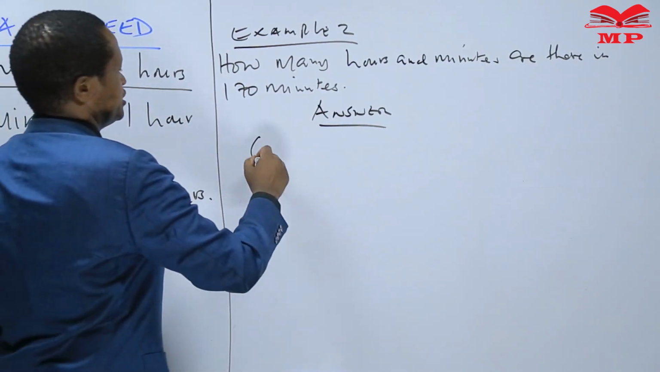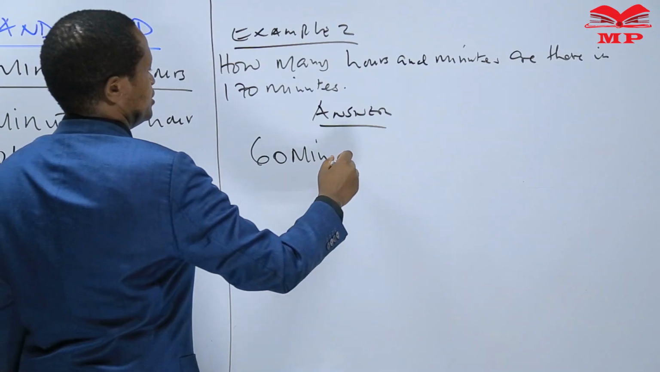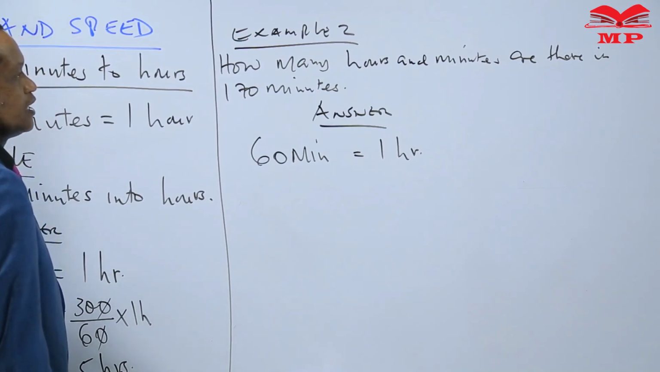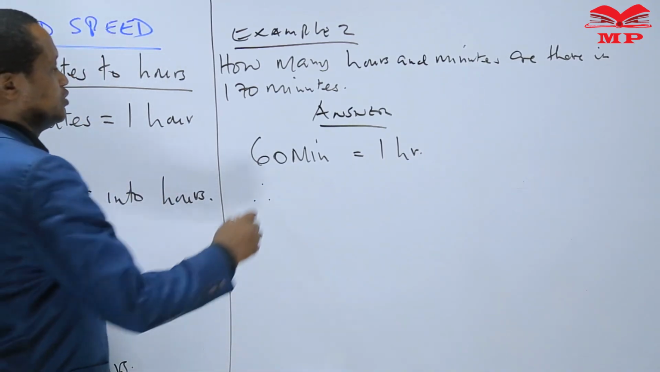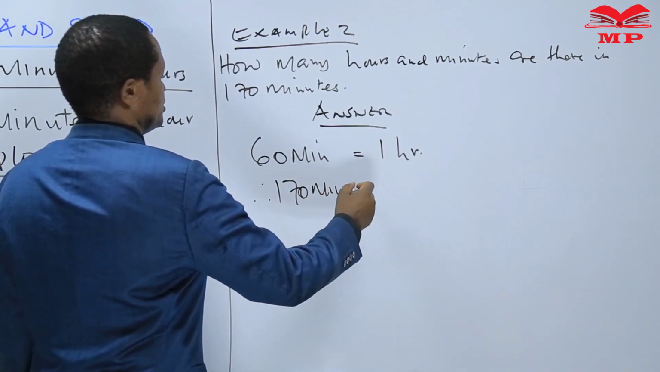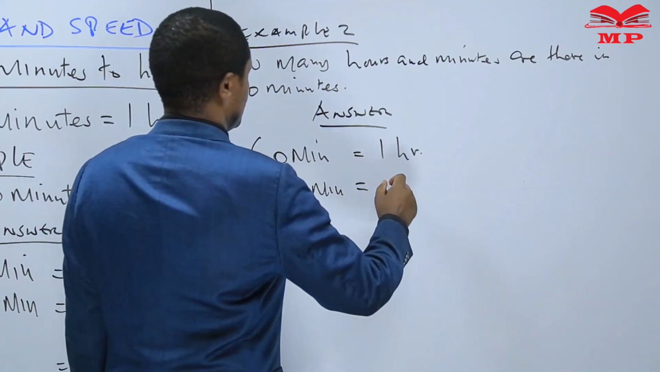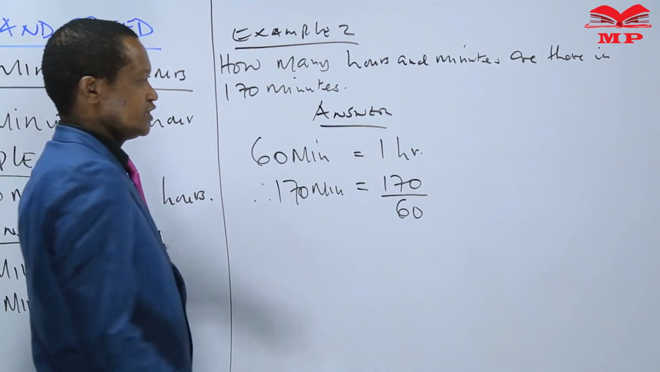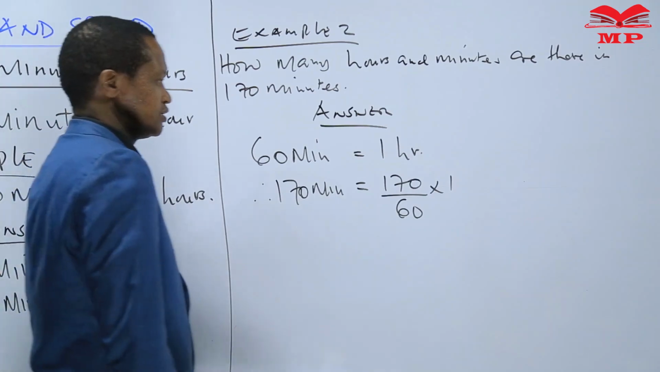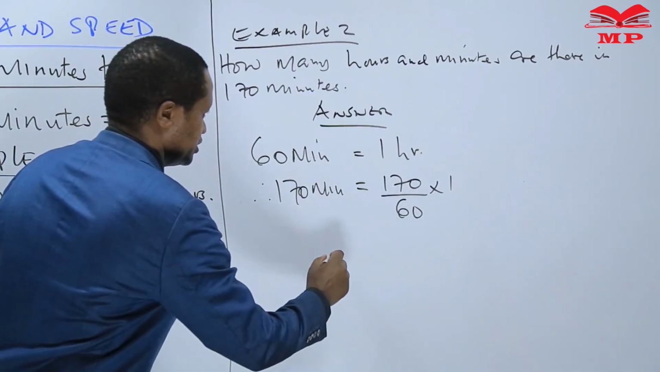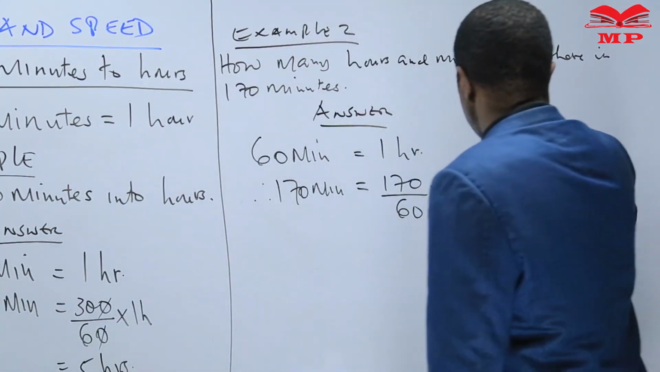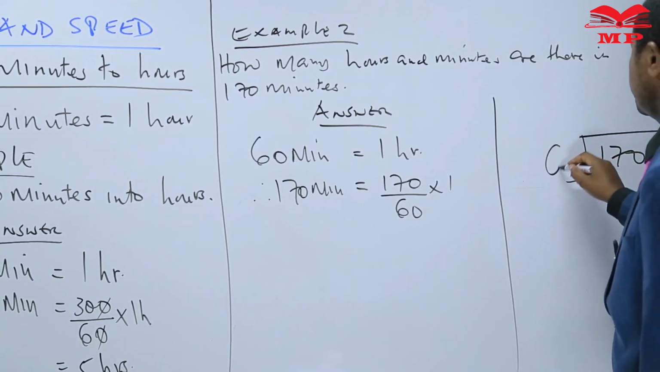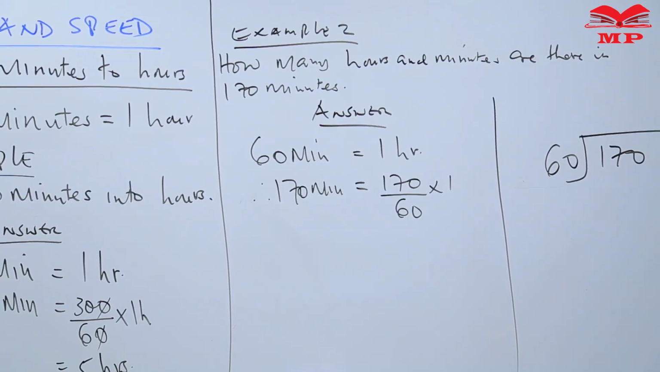We know 60 minutes is equal to 1 hour. Therefore, 170 minutes will be equal to 170 divided by 60 times 1. So we'll come here and divide. Let me do the division here. We divide 170 by 60.